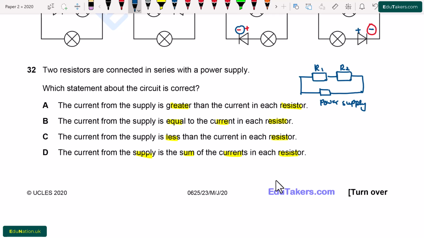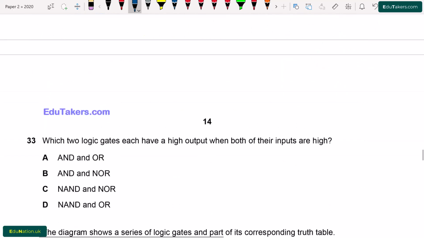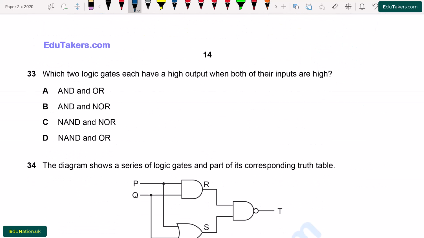If I say that the current supplied by the power supply is 2 ampere, it means that I2 is equal to 2 ampere, also I1 is equal to 2 ampere. So the current remains same. From here option B is correct, which shows that the current from the supply is equal to the current in each resistor. Question number 33.